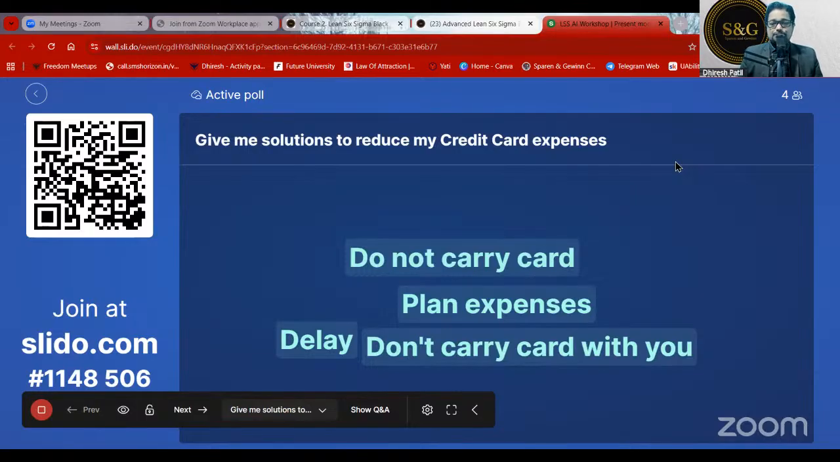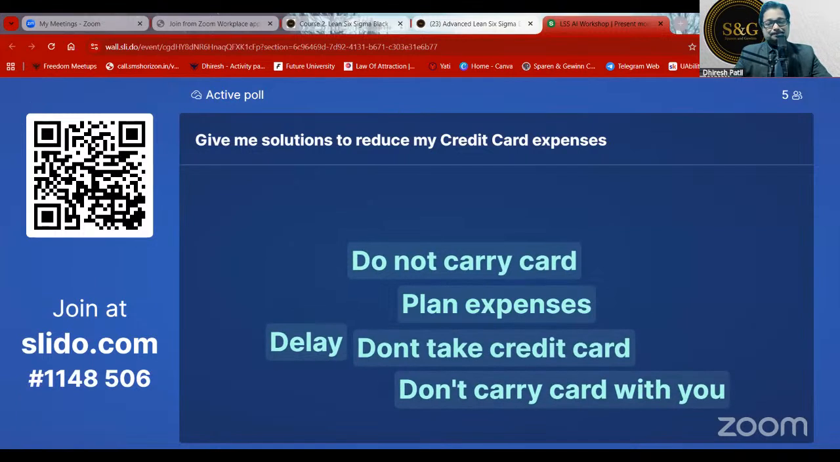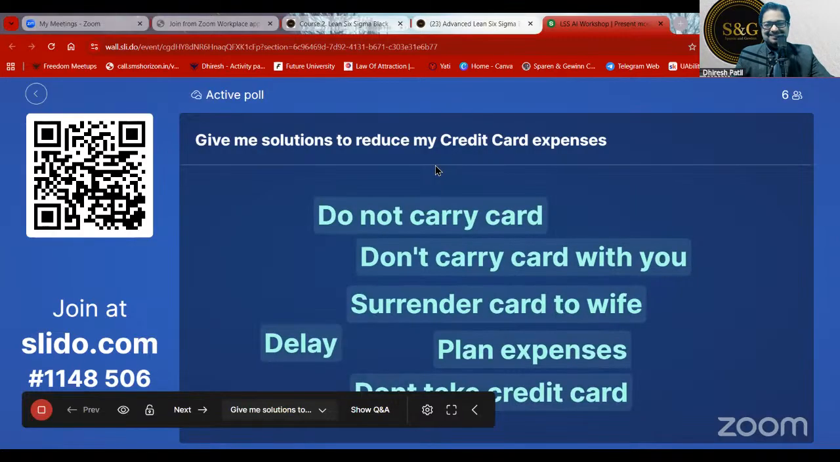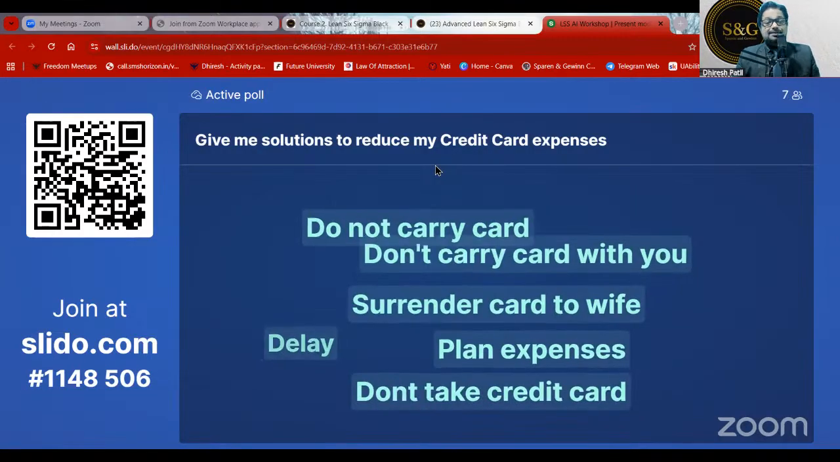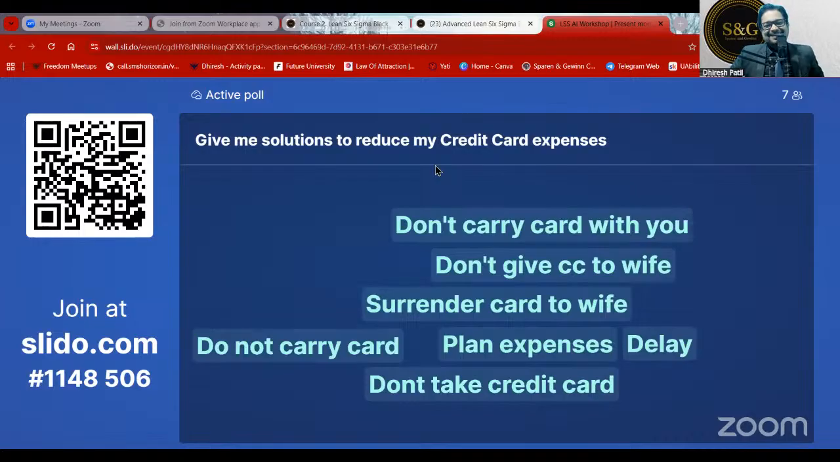What else? Type in the chat box. What else can be done? Yeah, Kiranji, you can just scan the QR code and enter if possible. And instead of the chat, just give your solution over there. It will get reflected. Okay, don't carry it. Surrender card to wife. That can be very suicidal. Surrendering the card to wife can be difficult as well sometimes. Okay, you're on mobile, no problem. What else? Very good suggestion.